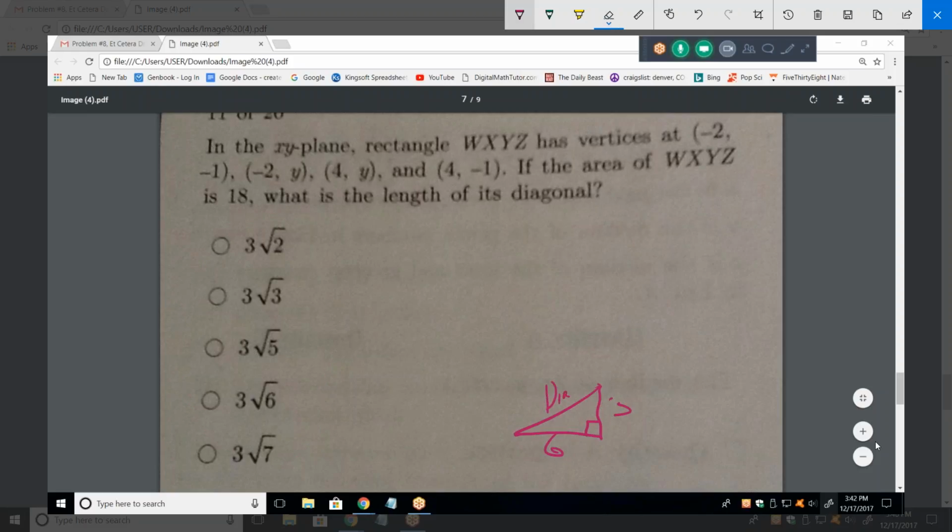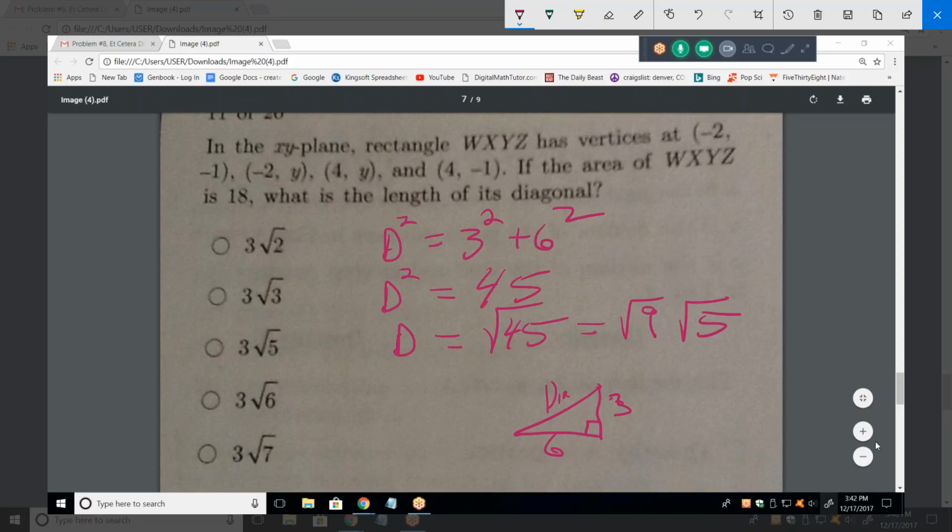But if I did that, I would say the diagonal squared is equal to 3 squared plus 6 squared, which makes the diagonal squared equal to 9 plus 36, 45, which makes D equal to the square root of 45, which is the square root of 9 times the square root of 5, which is 3 times root 5. So there's my answer.